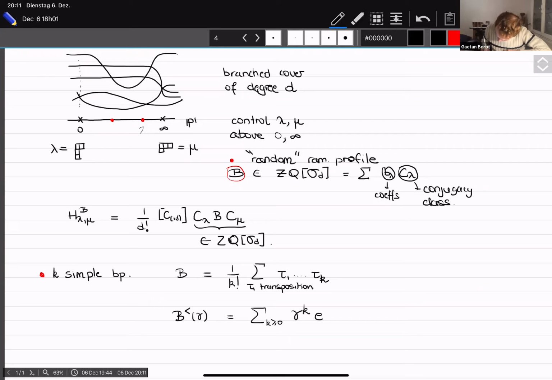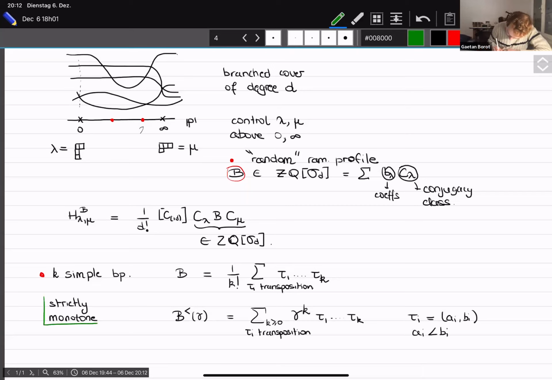And here I want to take the elementary, or let's say for the moment, I still want to take a product of transpositions. However, that would correspond to a strictly monotone situation, which is this funny condition that, okay, when you have a transposition, it's a_i, b_i, and you can always assume that a_i is smaller than b_i, and strictly monotone will mean that you want the b_i to be strictly increasing.